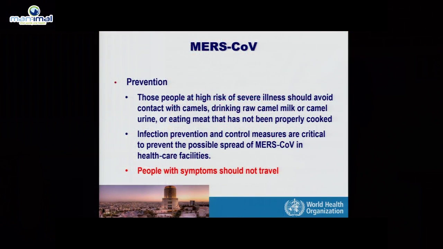So prevention is dependent on the type of your possible exposure. If you're an elderly male with comorbidities who owns a few camels, you probably should be quite careful. So don't go around drinking raw camel milk or camel urine, which I don't know why you'd want to, or eating meat that has not been properly cooked. Just the normal things that you would do in a situation like that. And if you're one of the people who are at risk of secondary transmission, infection prevention and control in healthcare facilities is absolutely crucial.